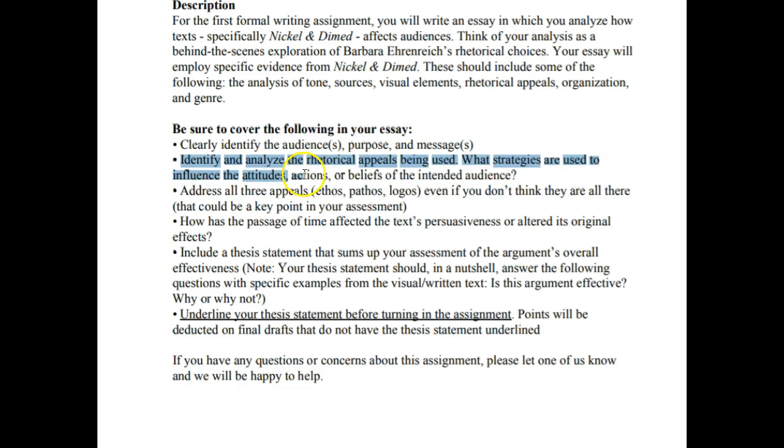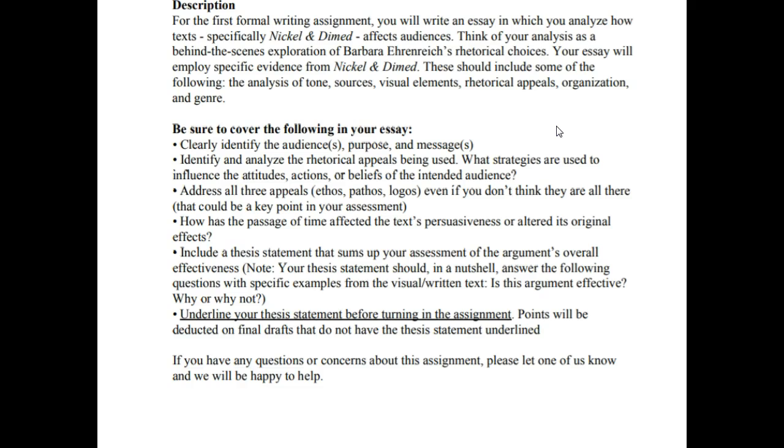Identify and analyze the rhetorical appeals being used. What strategies are used to influence the attitudes, actions, or beliefs of the intended audience? And I just talked about that, the rhetorical appeals: ethos, pathos, and logos. I gave you the example of ethos, where you can appeal to the audience's sense of ethics, or use a sense of ethics to persuade them, such as with the basketball players and the shoes. Then you have pathos with an emotional appeal and logos with a logical appeal.